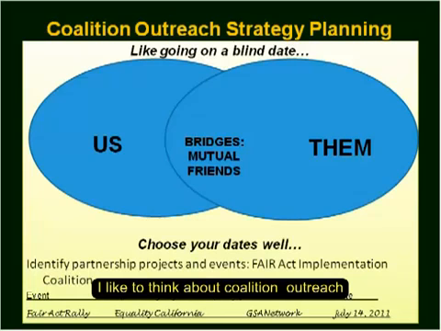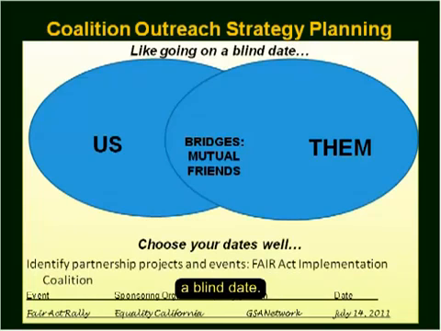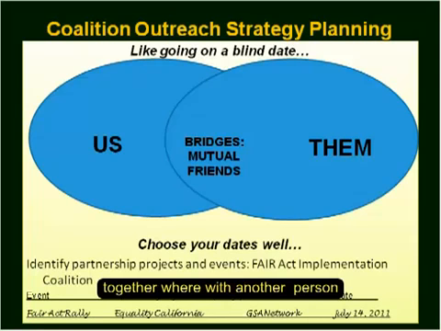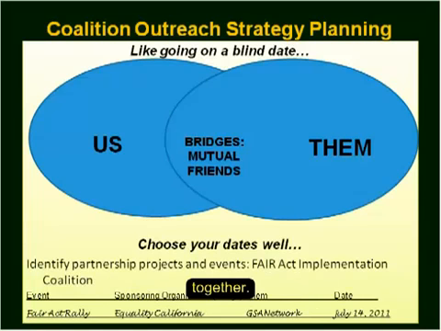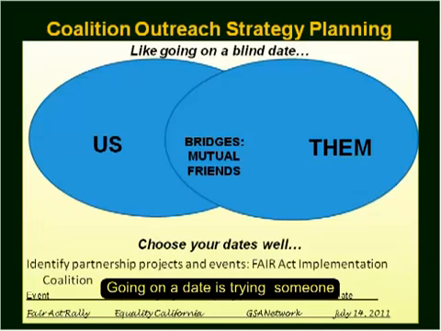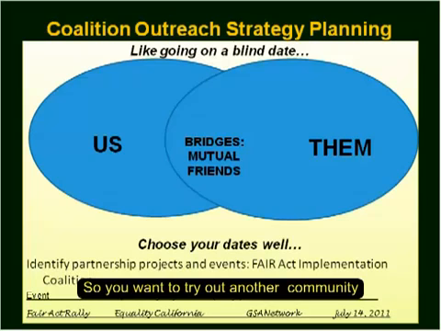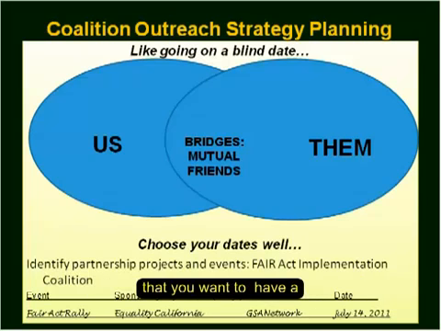And I like to think about coalition outreach strategy planning like going on a blind date. You've got someone that brings you together with another person, and the same thing is true organizationally. You want to choose your dates and your blind dates well. So there's a little worksheet that we have in here for you to figure this out. You want to identify partnership projects and events that you can work on together. Going on a date is trying someone out for a relationship, right? So you want to try out another community or an organization that you want to have a relationship or a coalition with by trying out a project.